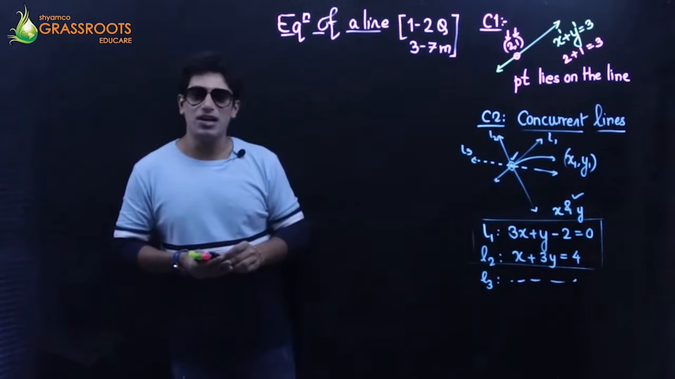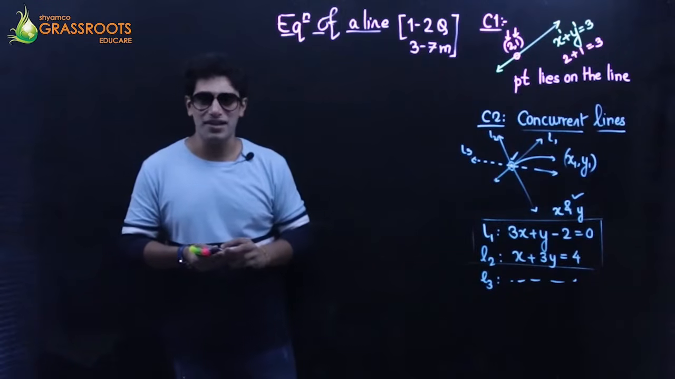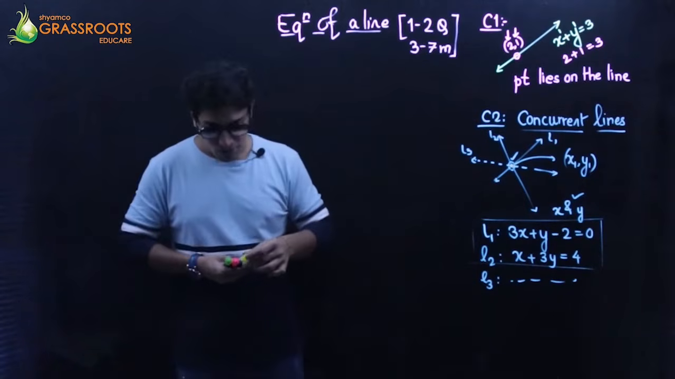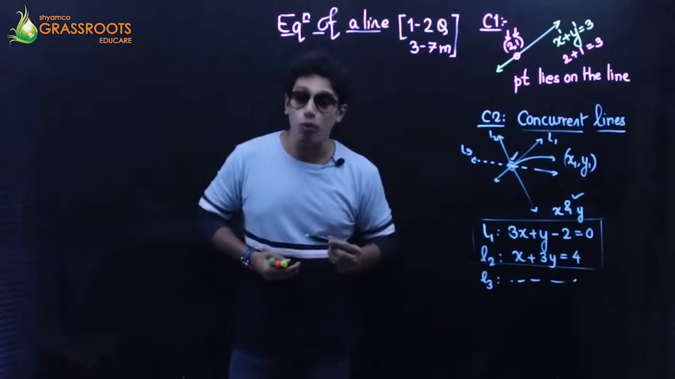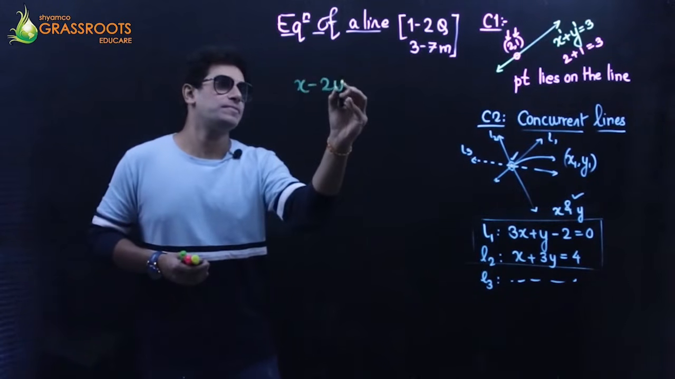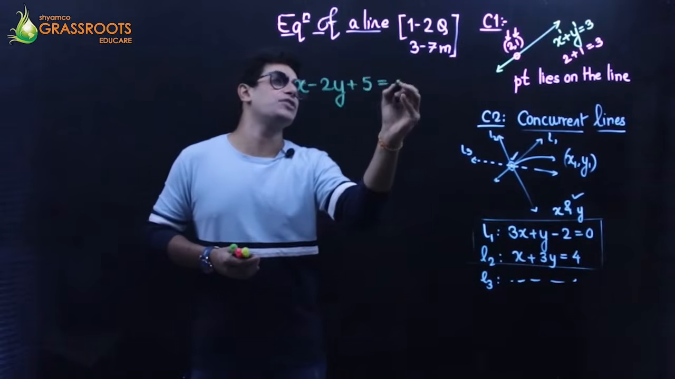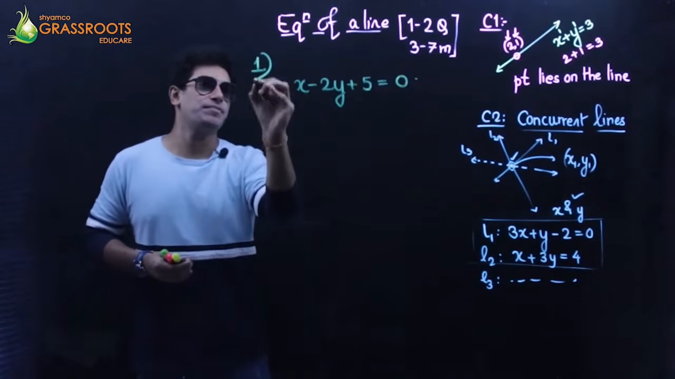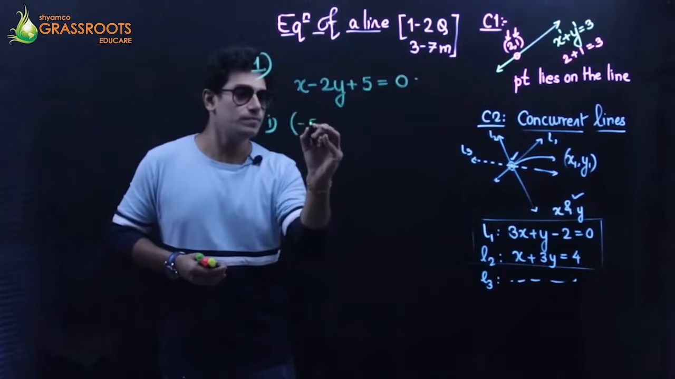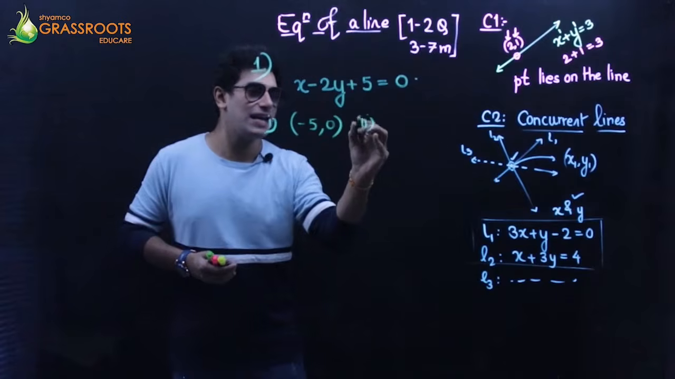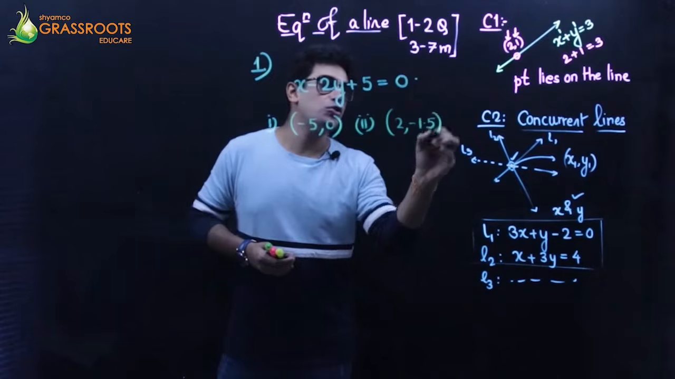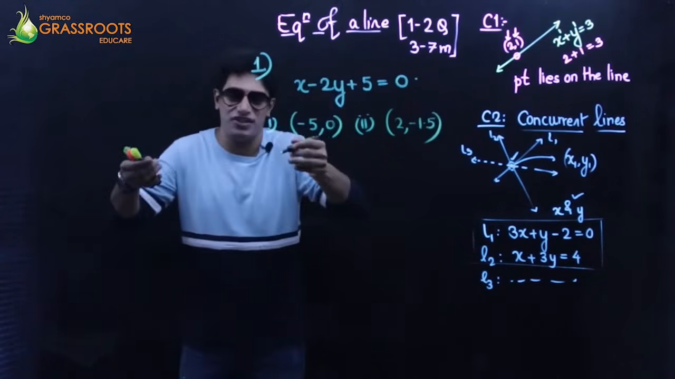Alright, so let's start with the first question from our side. In the A exercise, the question is as follows. Find which of the following points lie on the line x minus 2y plus 5 is equal to 0. First question and the first part. The point given is minus 5, 0. And the second point given to me is 2 comma minus 1.5. Two sub questions.